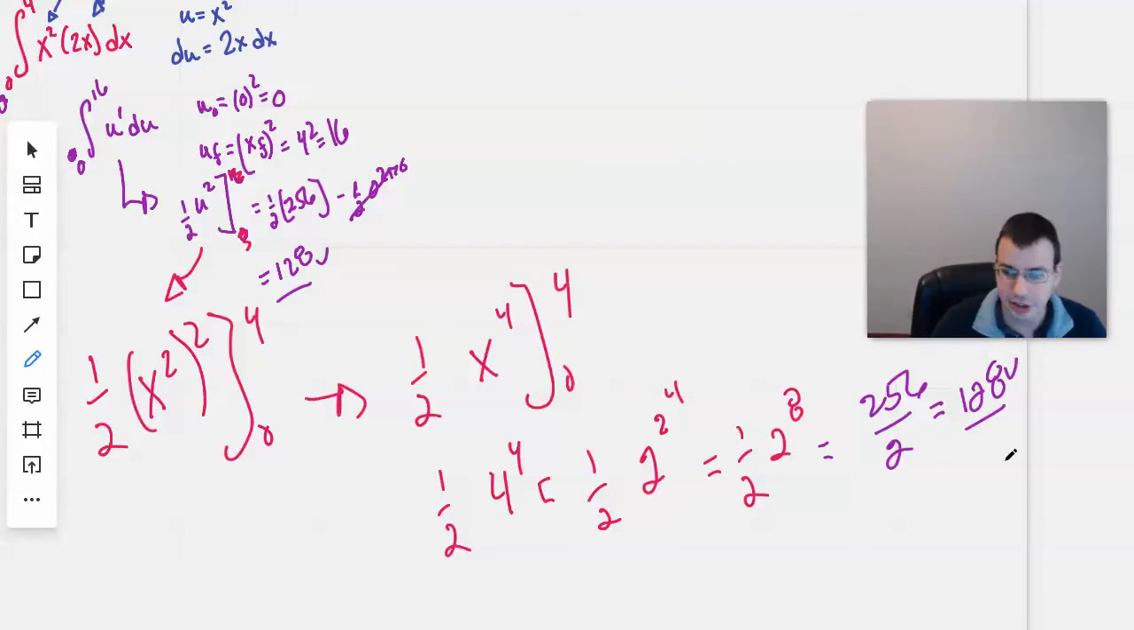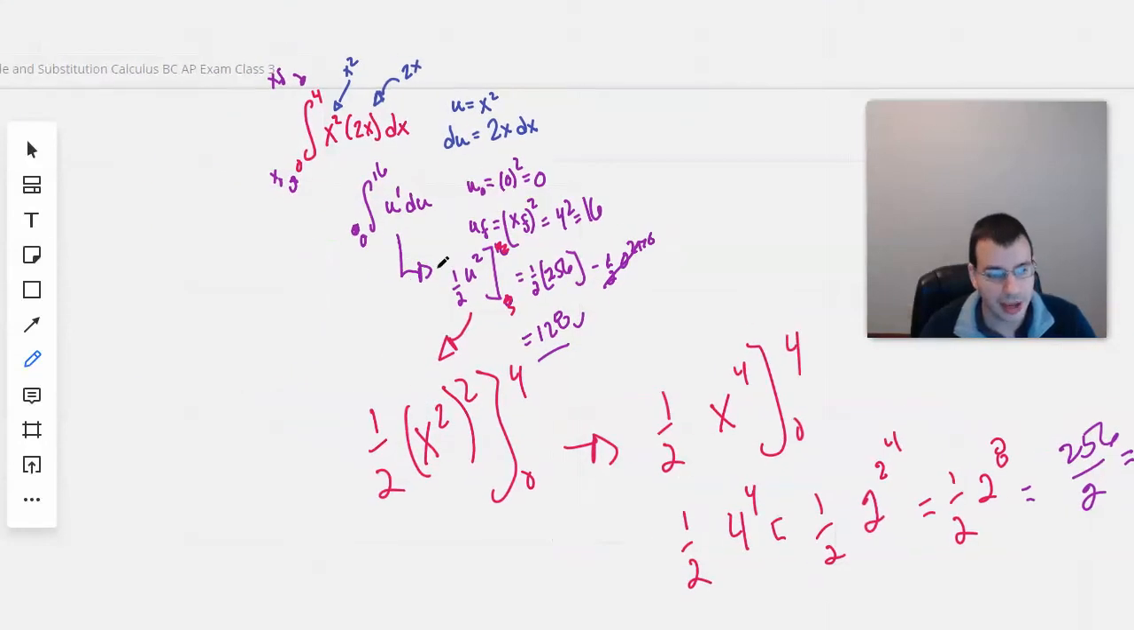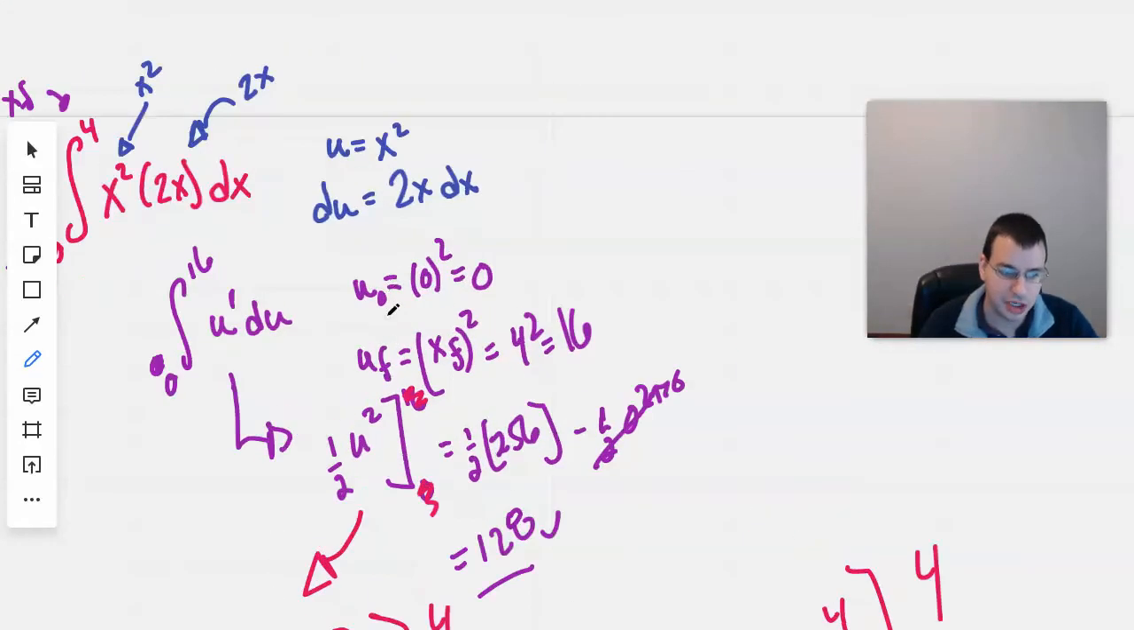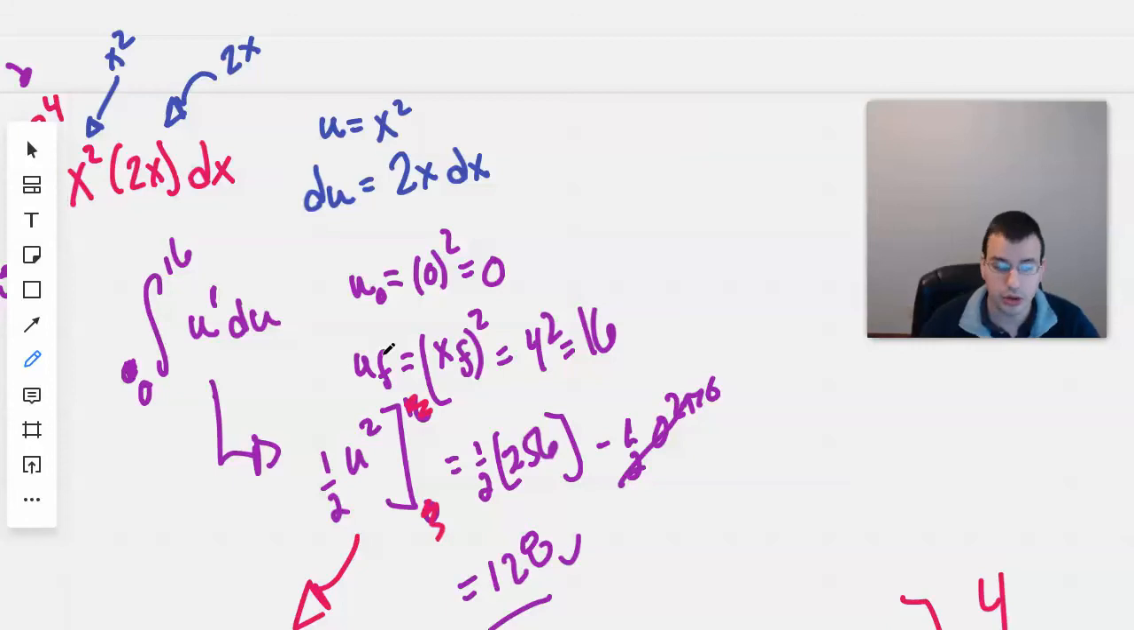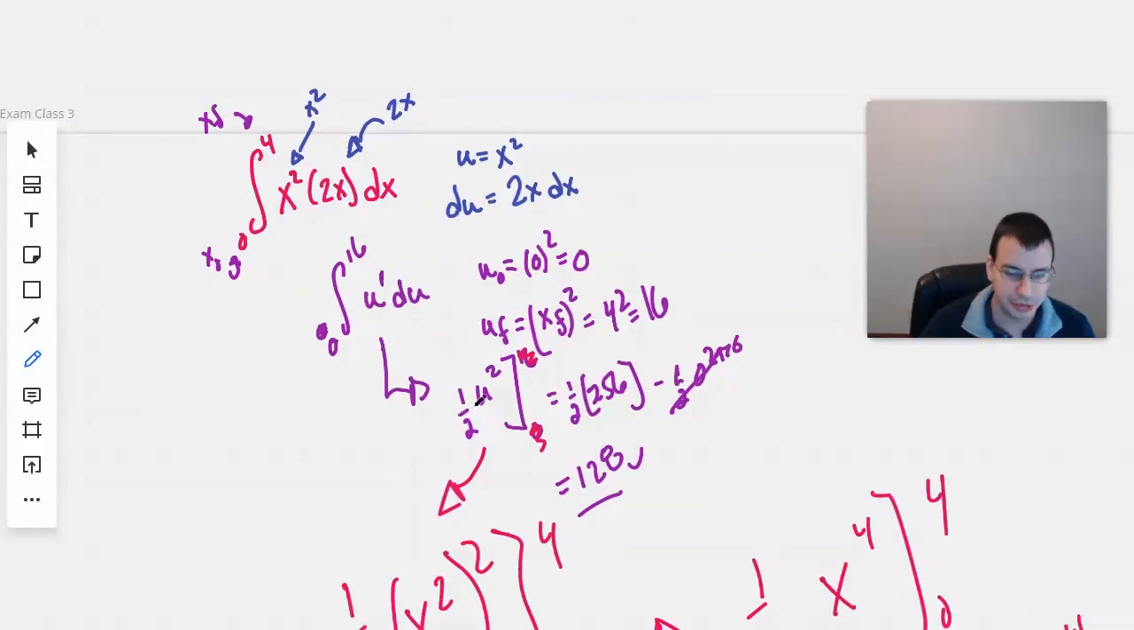So you see here that we took a different venture. We bypassed having to find the limits of integration of u. Basically, we didn't have to convert the 0 and 4, the x initial and x final, to u initial and u final, by just going back to x. And by doing that, I was pretty much able to avoid having to learn how to change limits of integration. It's not that hard to change limits of integration, so if you have a chance to learn it, I would recommend it.